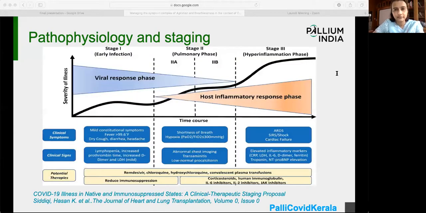Now, just a brief description about the pathophysiology of COVID. So in this graph, it describes the three stages. They've divided it into three stages: stage one, stage two, and stage three. The first one, stage one, is the early infection, with mild clinical symptoms and signs.